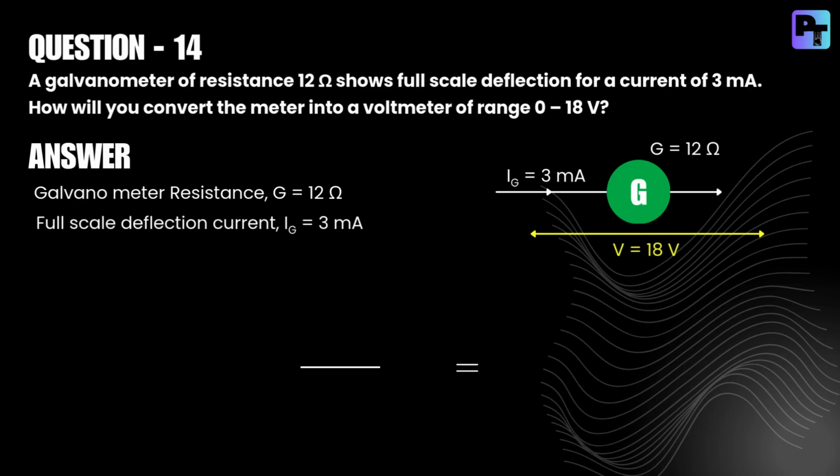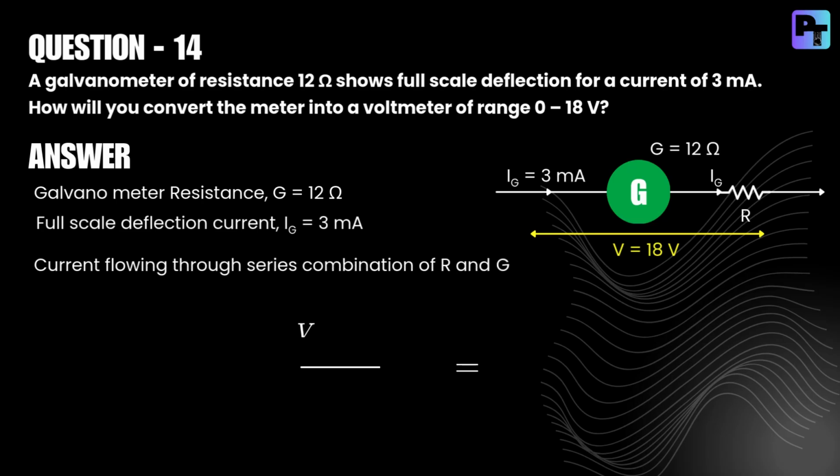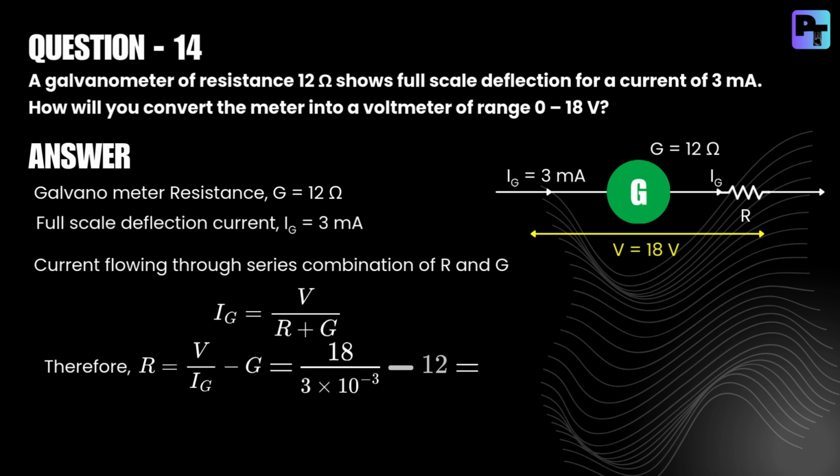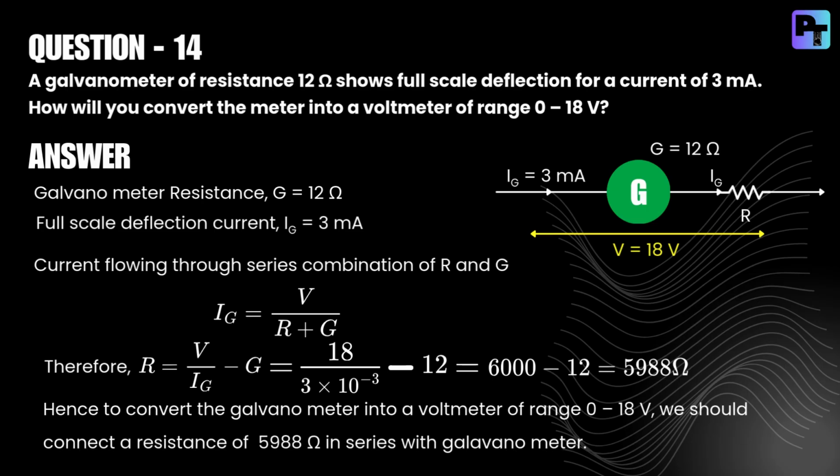For this, we need to connect a high resistance R in series with galvanometer. Since the connection is series, same current Ig flows through high resistance R also. Hence, current flowing through series combination of R and G is Ig equals voltage V divided by R plus G. Therefore, R equal to V divided by Ig minus G. Substituting the values, V equals 18 volt, current Ig 3 into 10 raised to minus 3. Minus 12 equal to 6000 minus 12. Final answer is 5988. Hence, to convert the galvanometer into a voltmeter of range 0 to 18 volt, we should connect a resistance of 5988 ohm in series with galvanometer.